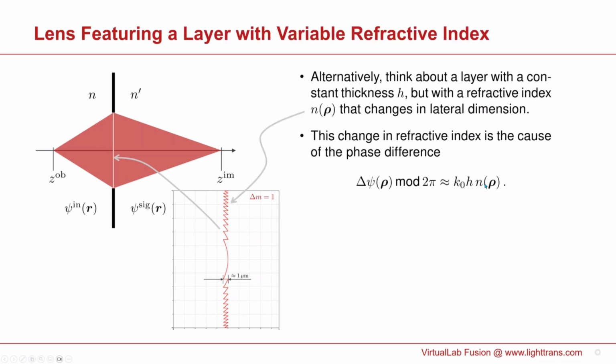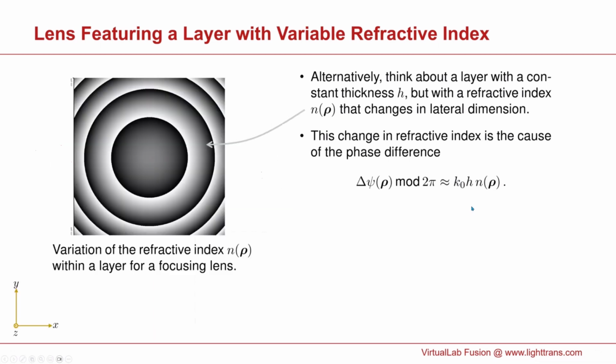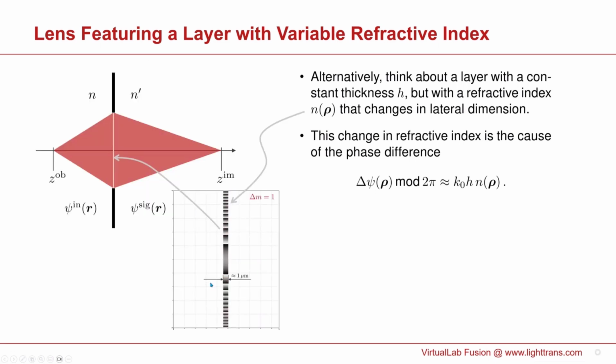Alternatively, think about a layer with a constant thickness h, but with a refractive index n(rho). So from the surface profile, we go to an index modulated layer. This change in refractive index is the cause of the phase difference, which can be approximately formulated like that the phase difference is just proportional to the OPL, the optical path length, times k0, the wave number. To continue the discussion, we consider the index distribution in a two-dimensional space. So we go from this here to this one.